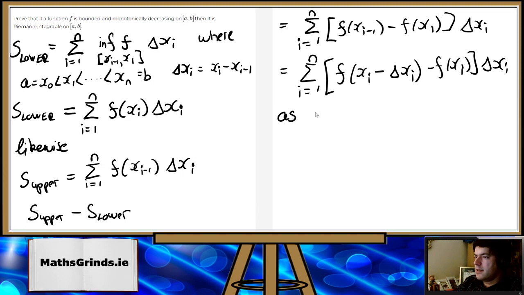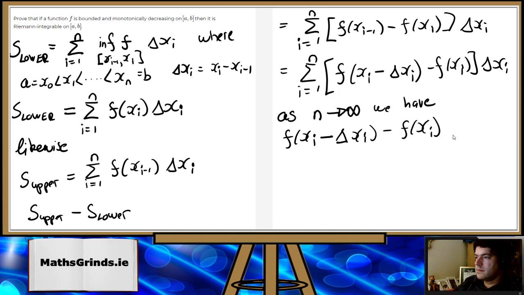Now, as n tends to infinity, we have f of x_{i-1} minus f of x_i tending towards 0, because delta x_i is going towards 0 as n goes to infinity. So then that means that this sum here is tending towards 0.